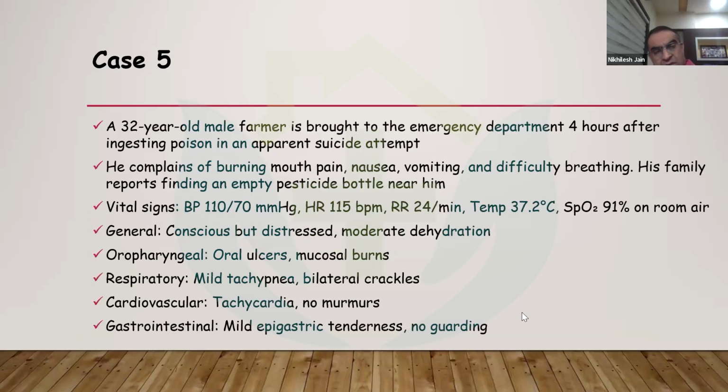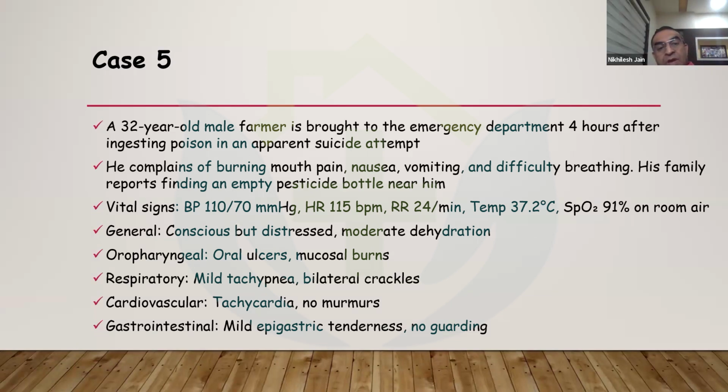So there's a last case. You've got a 32-year-old male farmer who is brought to the emergency department 4 hours after ingesting poison in an apparent suicide attempt. Now, this guy complains of a burning mouth pain, nausea, vomiting, and difficulty in breathing. His family reports finding an empty pesticide bottle near him.